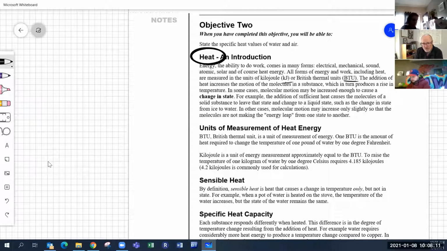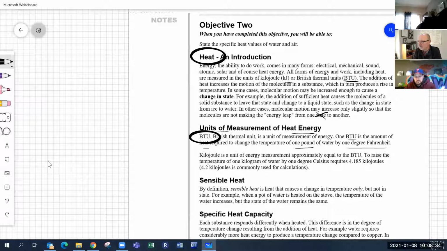We're not going to talk about changing of state, not yet. We're going to get there, but not yet. First off, units of measurement of heat energy. So a BTU, and here's the definition of that BTU. Remember we said this already? 1 BTU is the amount of heat to change 1 pound of water by 1 degree Fahrenheit.